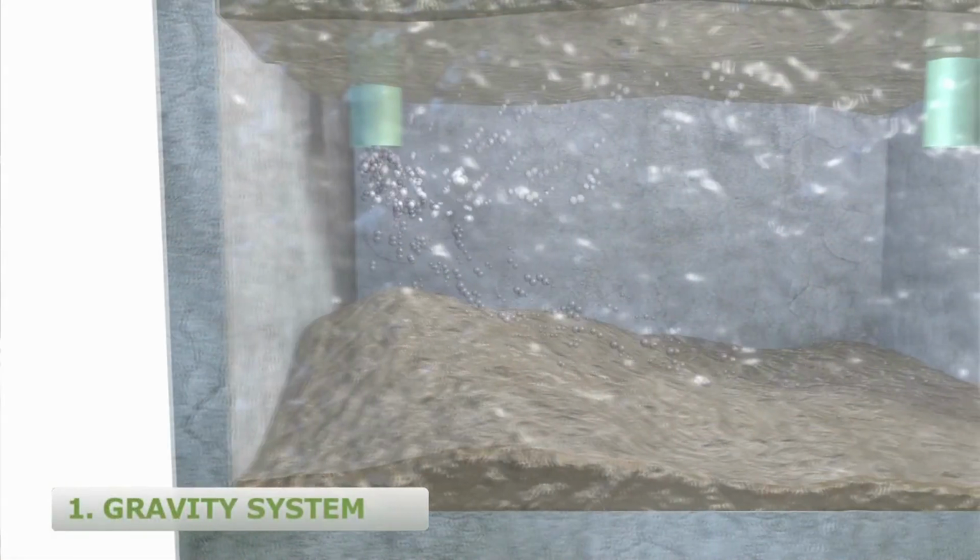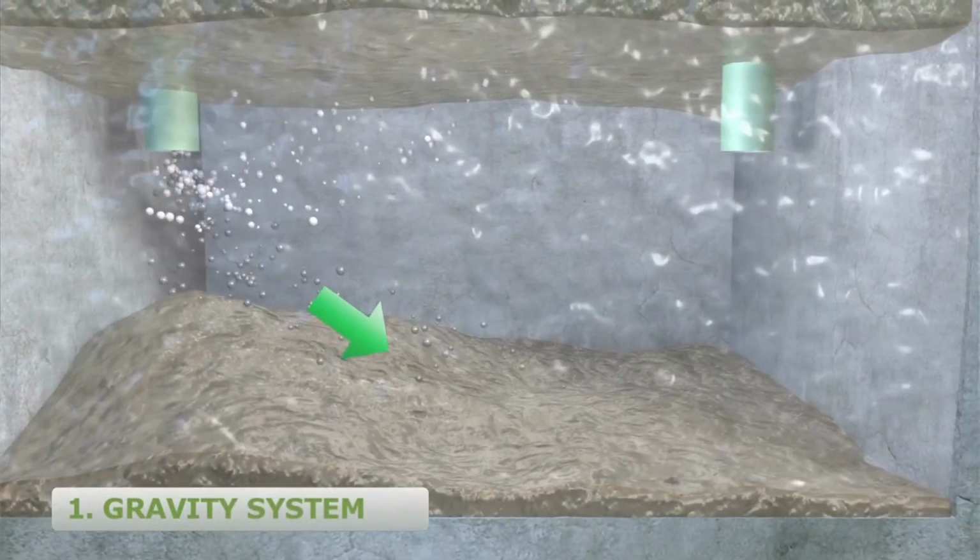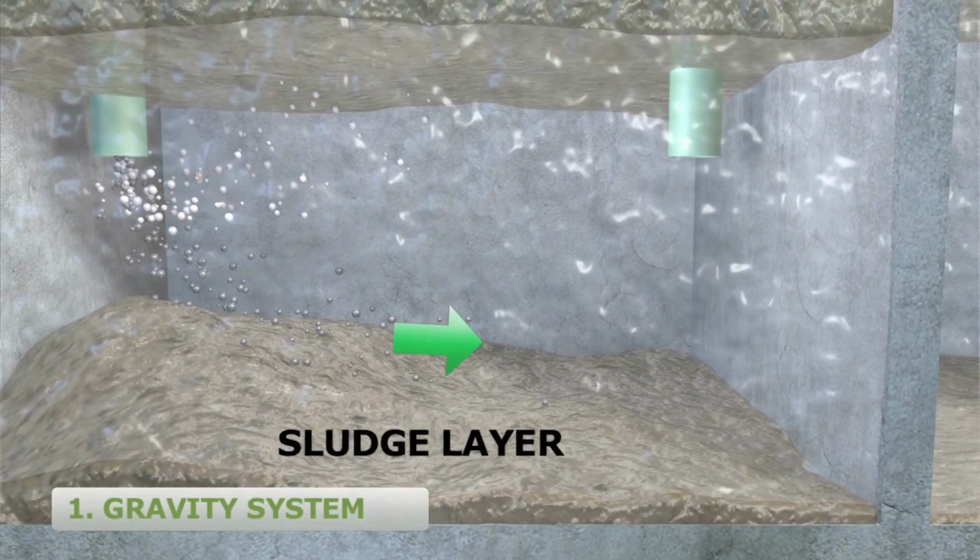As wastewater flows from the house into the septic tank through the inlet baffle, heavy solids settle to the sludge layer on the bottom of the tank.